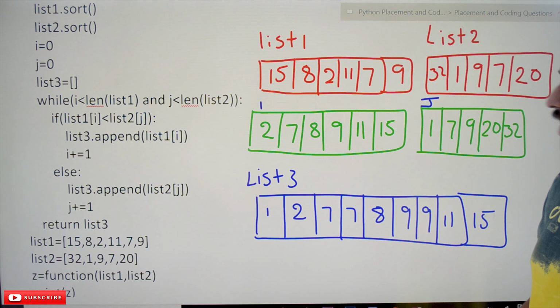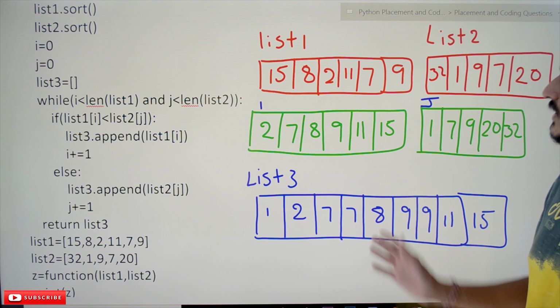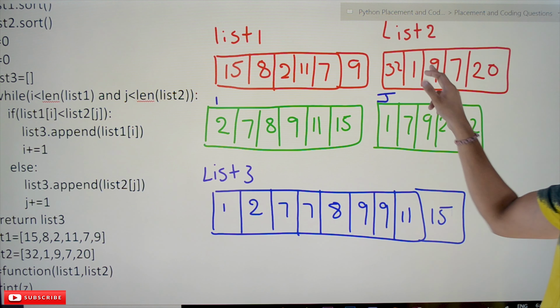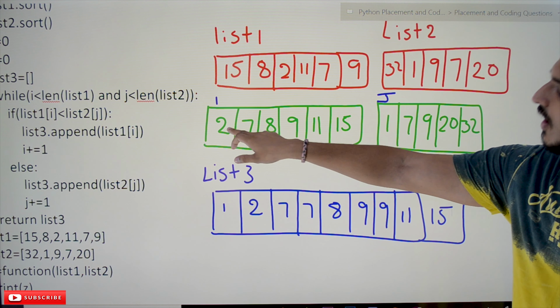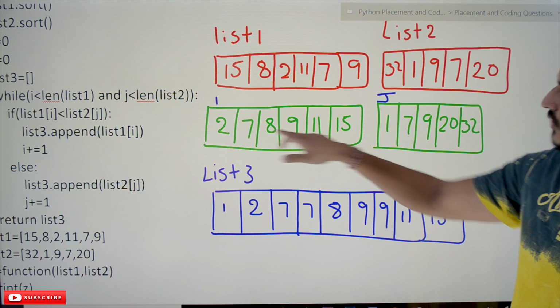So let's understand how it is executing. Take two lists, list1 and list2. These are the two lists, list1 and list2. They are sorting the elements of list1. After sorting, list1 elements are this. After sorting, list2 elements are this.